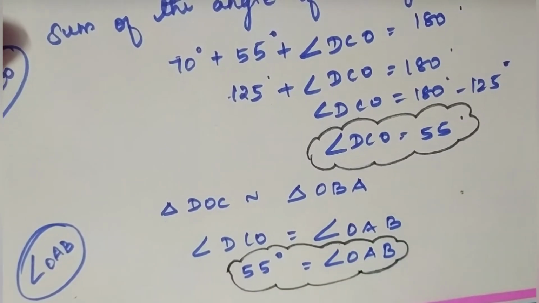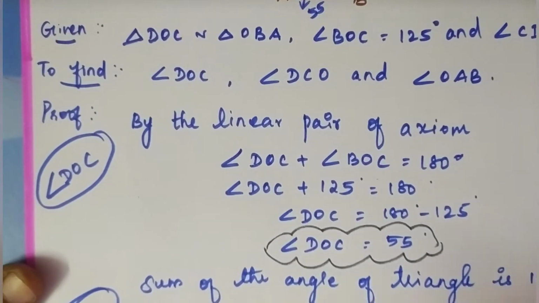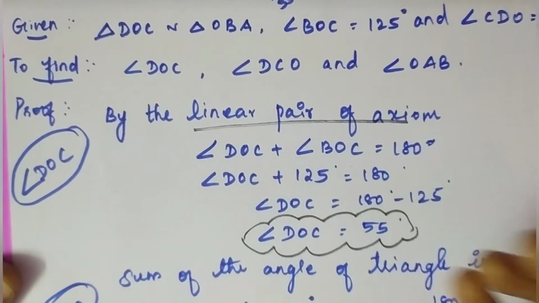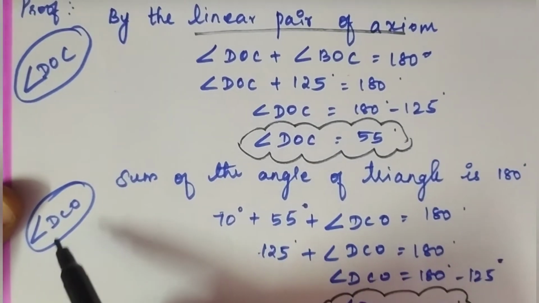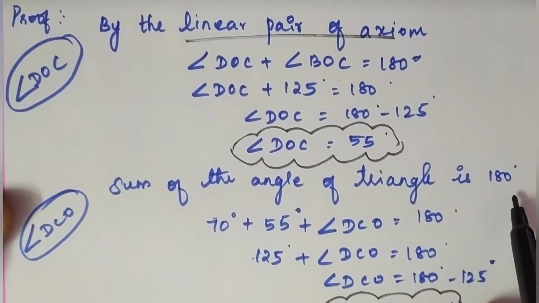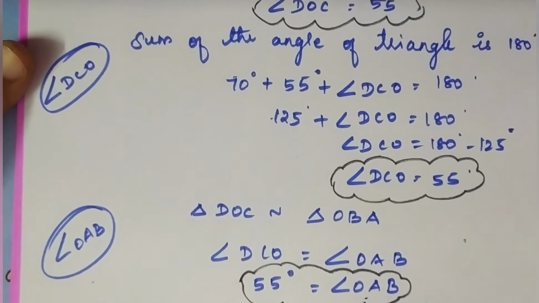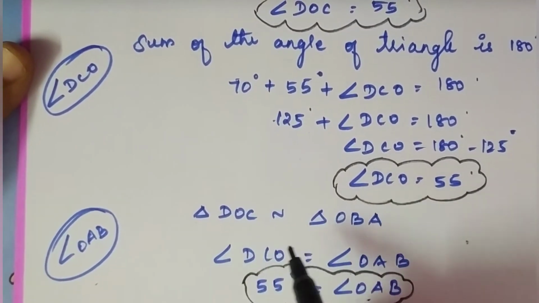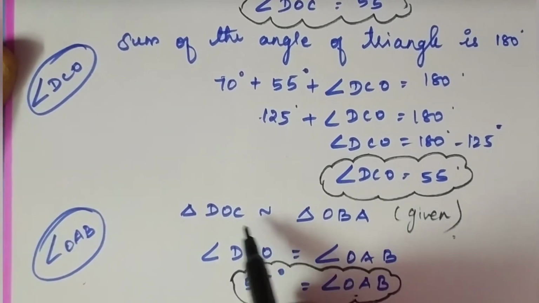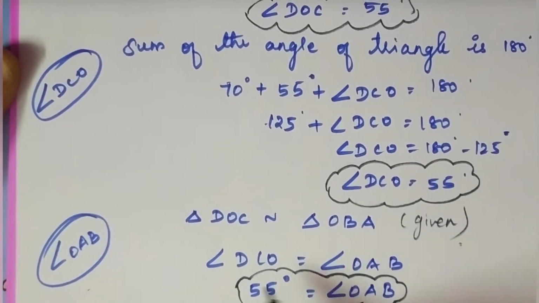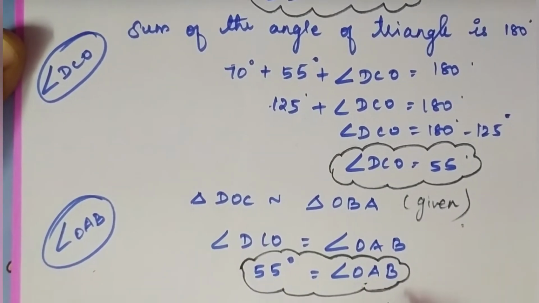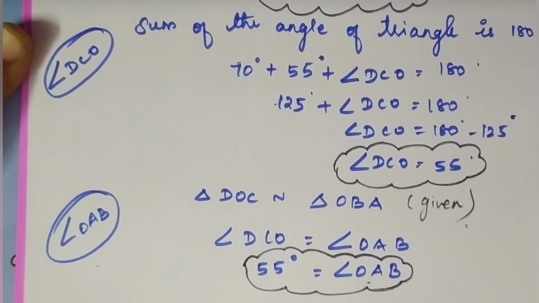So we found the three angles. The first one, DOC, is by using the linear pair axiom. Next, DCO by sum of the angles of the triangle is 180 degree, that is angle sum property. Next, OAB by the given, since the two triangles are similar, the corresponding angles are equal. So we found that angle OAB is equal to 55 degree.